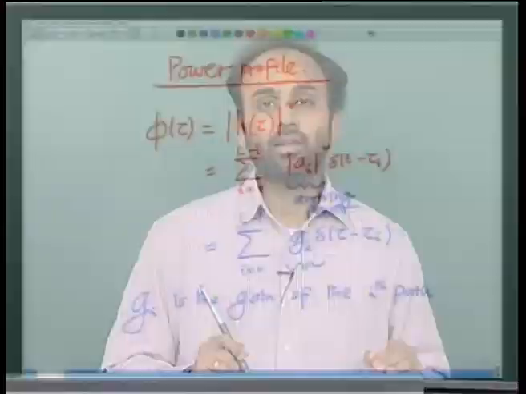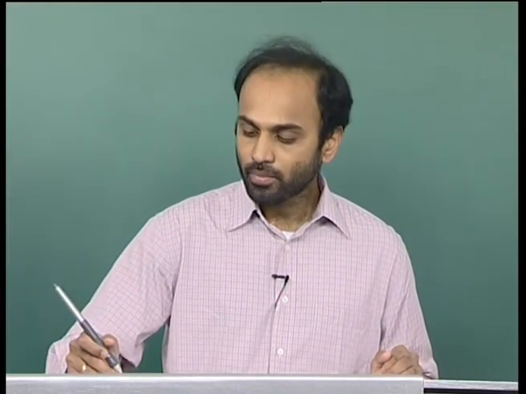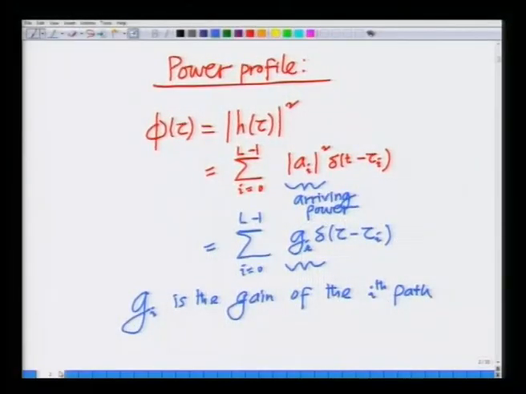We said the gain associated with the ith path, or the power associated with the ith path, is magnitude A_i squared arriving at a delay tau_i. I can also represent magnitude A_i squared with G_i, the gain of the ith path, or also the power associated with the ith path. So, it can be represented as a power G_i arriving at a delay tau_i.